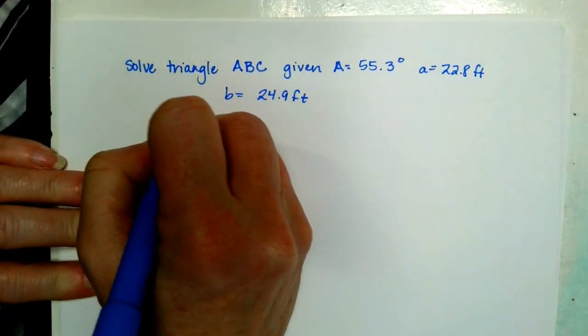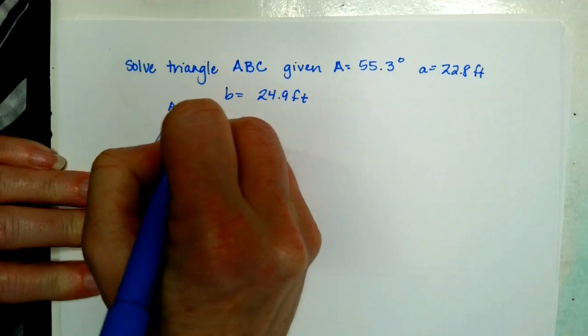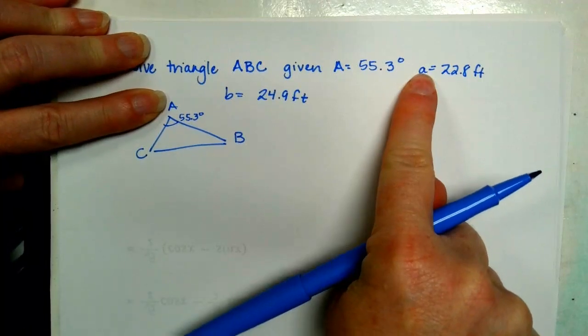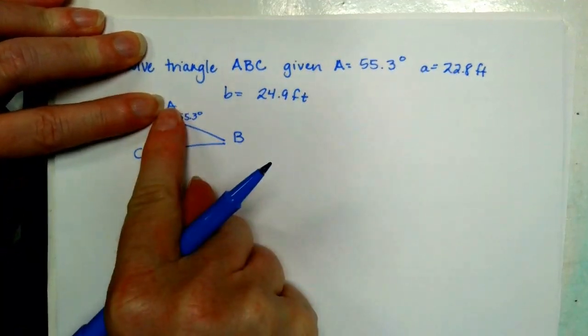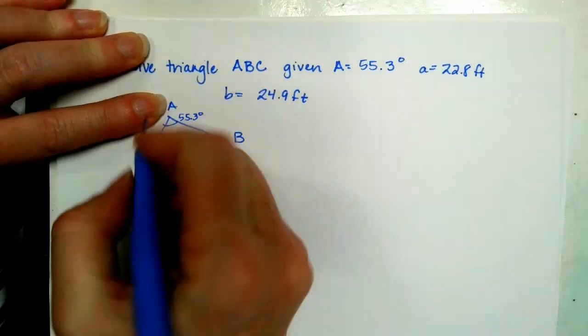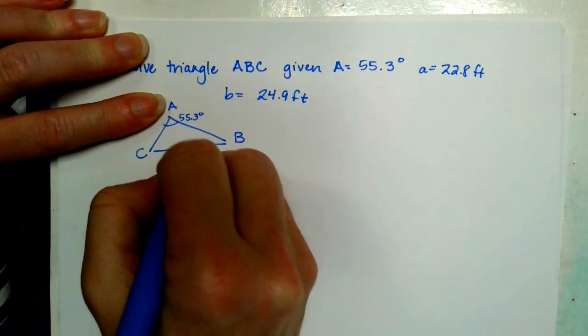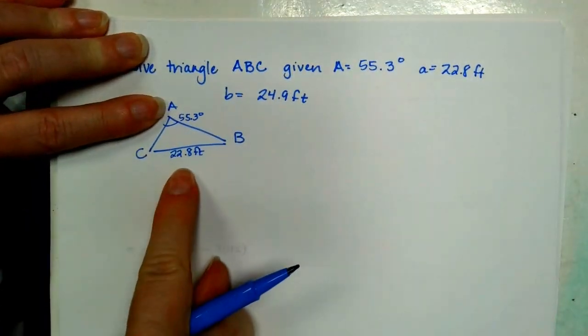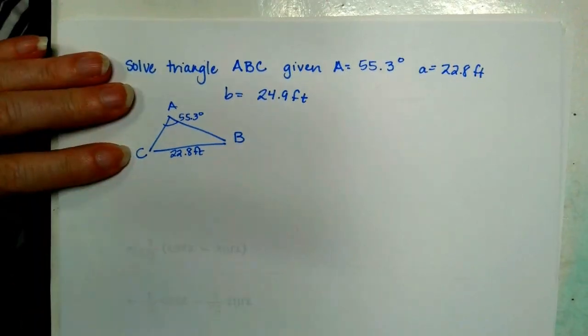And remember, little sides, little letters, are across from the big angles. So if this is big A, this over here is little a. The side is 22.8 feet. So already I have a completed ratio, which means I can use law of sines.